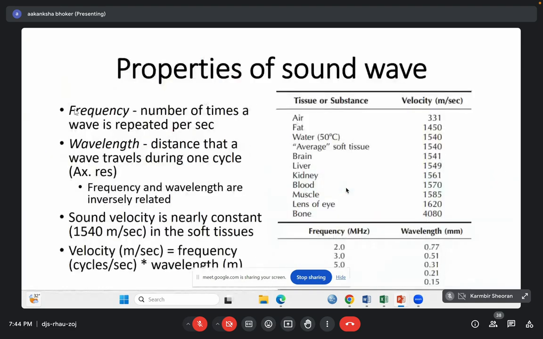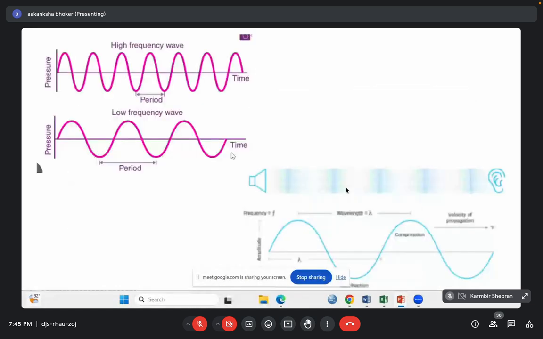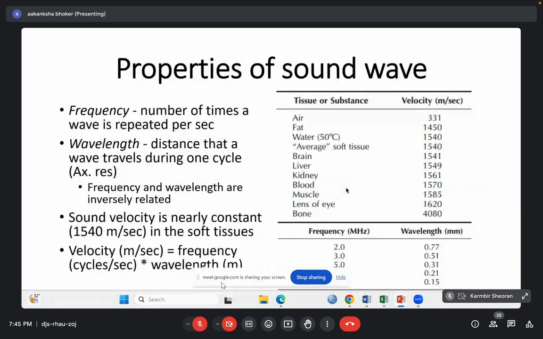Some of the properties: frequency means the number of times the wave is repeated in a second. Wavelength is the distance that a wave travels during one cycle, the distance between two compressions, two crests or two troughs. Frequency and wavelength are inversely related to each other. As frequency decreases, wavelength increases. If 2 megahertz frequency is used, the wavelength will be 0.77 mm. But if we use a 10 megahertz transducer, the wavelength will be lower, 0.15 mm. So both are inversely related to each other.